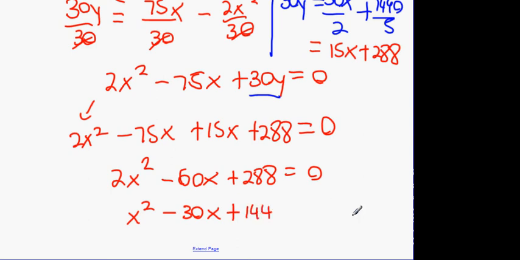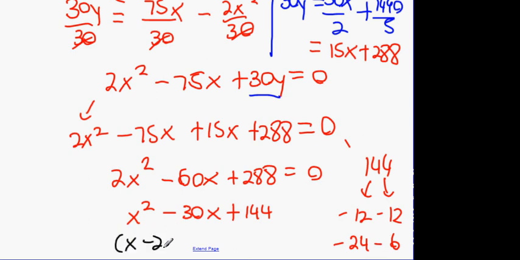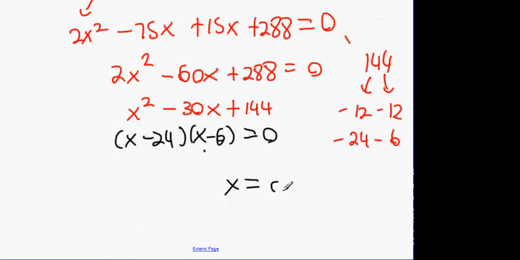Now I'm thinking of 144. I need two numbers that multiply together to give me 144. 12 and 12 won't work because when you add them together they give you minus 24. So think of something slightly bigger than 12. 24 and 6 seems to be the winner there. So it's going to be minus 24 and minus 6. Now we get (x minus 24)(x minus 6) equals 0. So x is going to be equal to 6 and x is going to be equal to 24. I need to reread the question and figure out which answer is actually relevant to me.